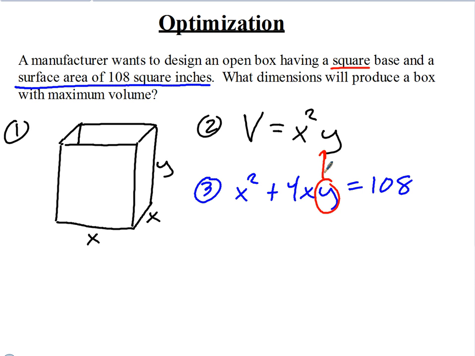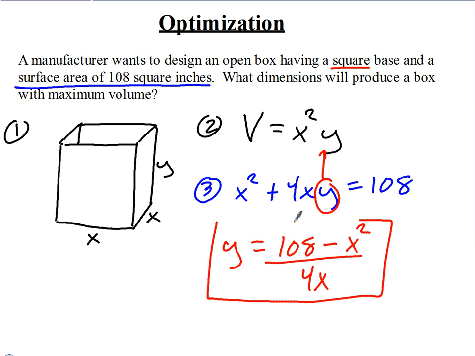Everybody agree? Okay, so if we solve for y here, aren't I just going to get 108 minus x squared all over 4x? Everybody agree? Okay, put a box around that. Always a good idea when you have a substitution equation because you're likely to come back and have to evaluate for y anyway. So this is what we're going to substitute into there.